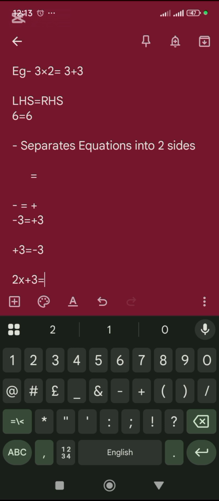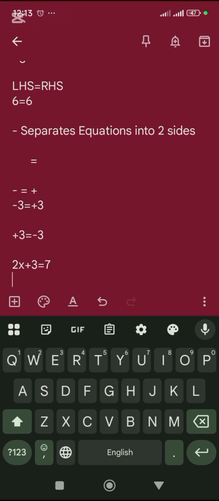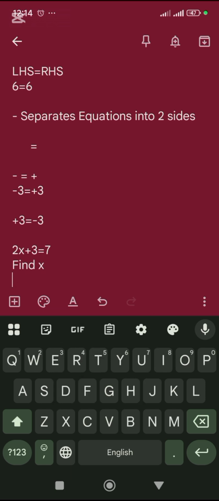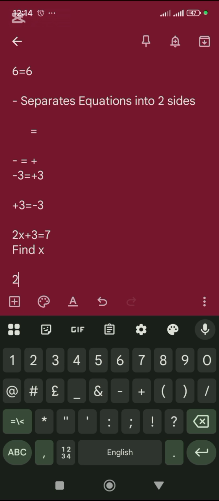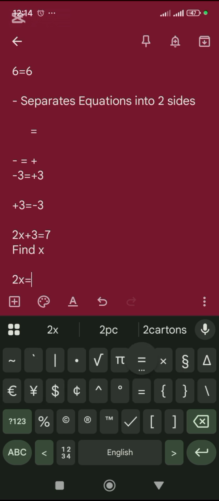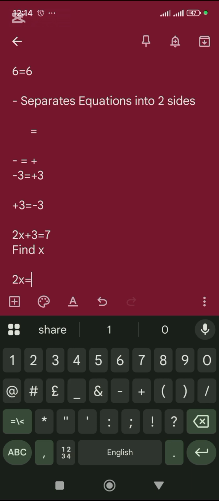Let's say 6. Okay, let's say 7 so that it will be 10, or however it is. Okay, so you see in this case that 2x plus 3 equals 7, and you are asked to find x. First thing to do is that you are going to put down your 2x and say equals to, and you are going to retain your 7 where it is.